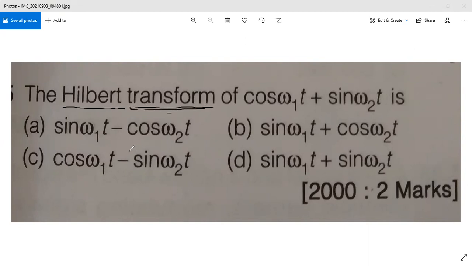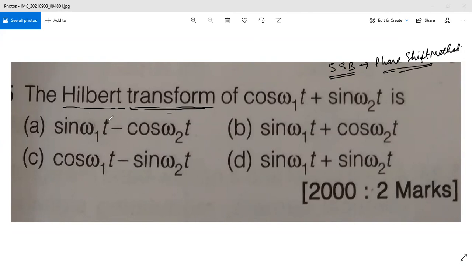हमने कहां पर देखा था? किसी को याद है? So while we were discussing single sideband modulation, in that case we went through a method which is known as the phase shift method. At that point we have seen this Hilbert transform.